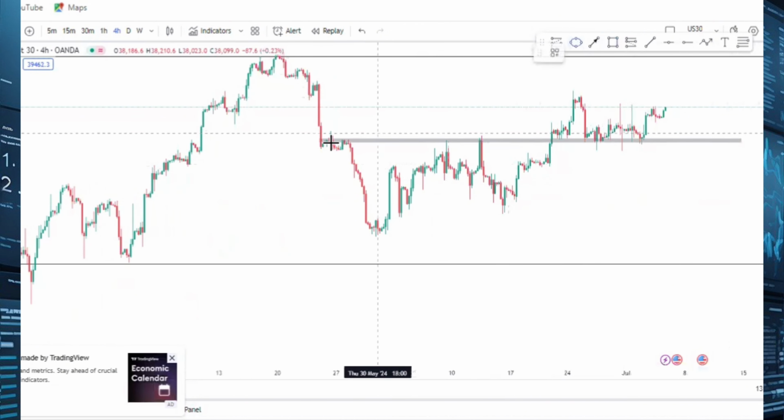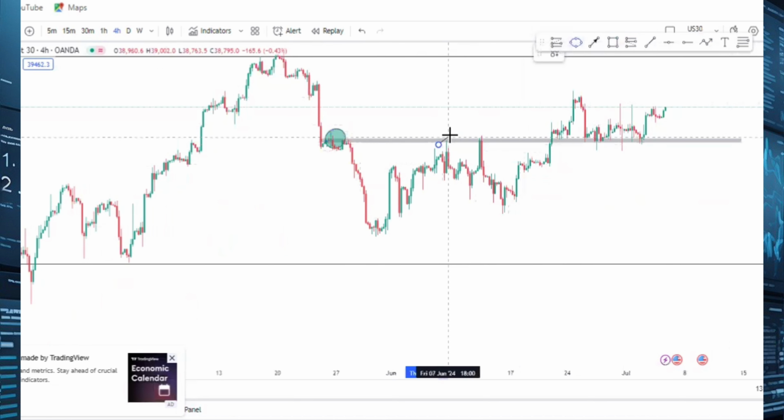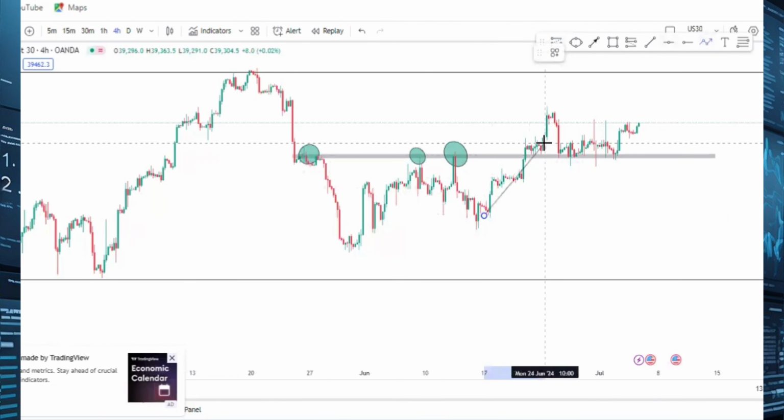Yeah, you can see it here. We have a resistance here, and we still have a resistance here. All right, so after that resistance, what did the market do? The market broke that resistance zone, pulled back, and retested it to turn it into a support, right?